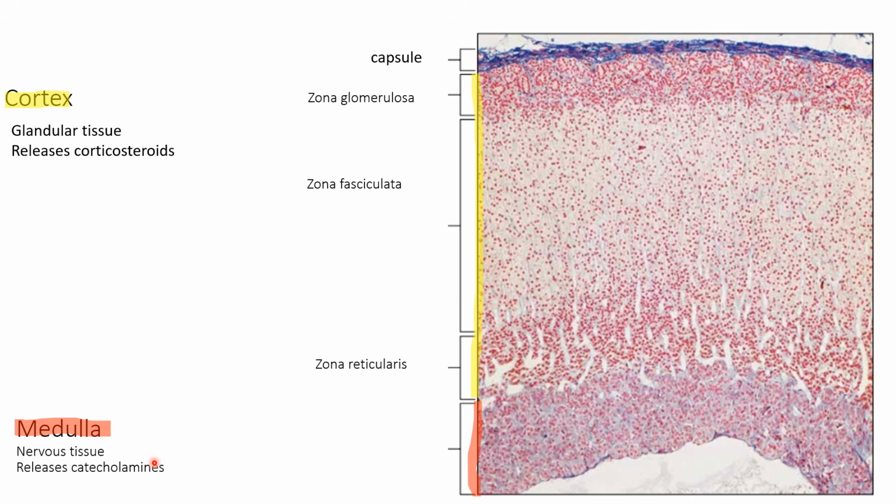Okay, so there are three layers of the cortex. The zona glomerulosa, the zona fasciculata, and the zona reticularis. So that's just the name of the region. If they want the region, you have to say one of those things. And look at the initials, it's G, F, R.